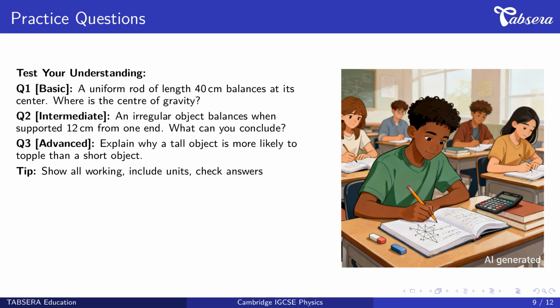Question 2 is intermediate. It states, an irregular object balances when supported 12 centimetres from one end. What can you conclude? This requires you to apply the balance principle to determine the centre of gravity location. Question 3 is advanced. The question is, explain why a tall object is more likely to topple than a short object. This tests your analytical understanding of stability and centre of gravity height.